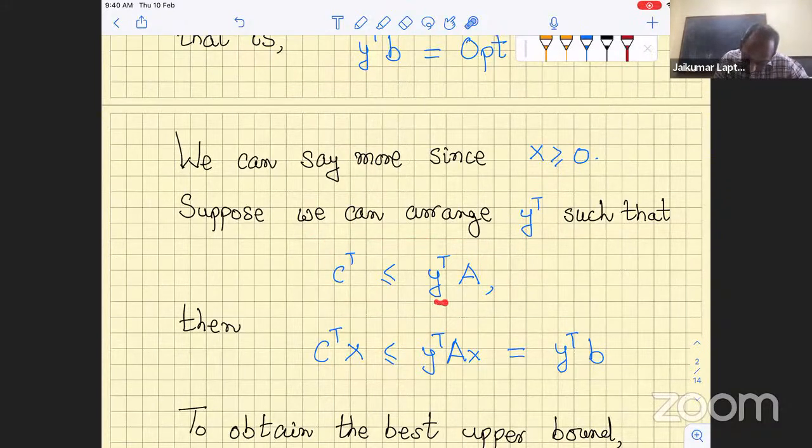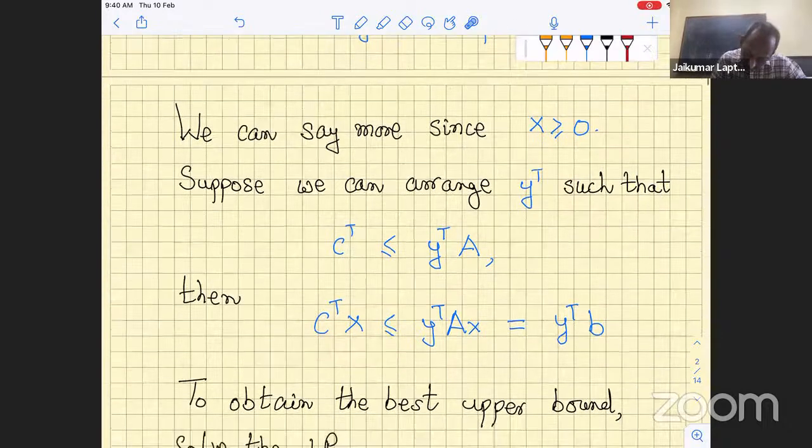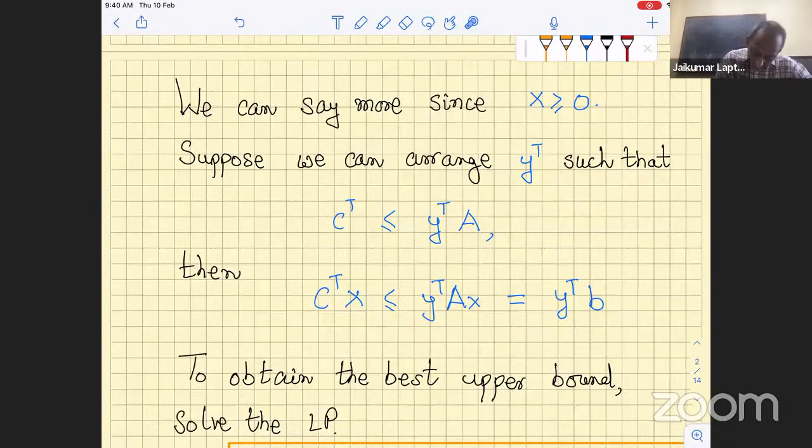So suppose we can find a y, this time such that y transpose A is greater than or equal to c transpose. Not equal to c transpose, y transpose A is greater than or equal to c transpose. Then we can play the same trick. When we multiply both sides by x, this inequality continues to hold because x is non-negative.